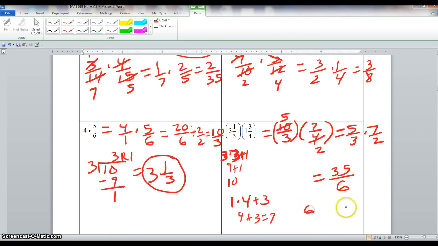So now we would take 6 into 35. 6 goes into 35 5 times. 5 times 6 is 30. 35 minus 30 is 5. So we have a remainder of 5. So our final answer will be 5. Our denominator will remain 6. And our remainder, which would be our numerator, is 5. So our final answer here is 5 and 5/6.